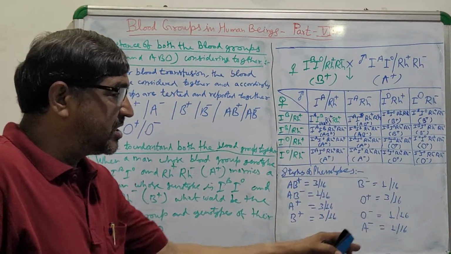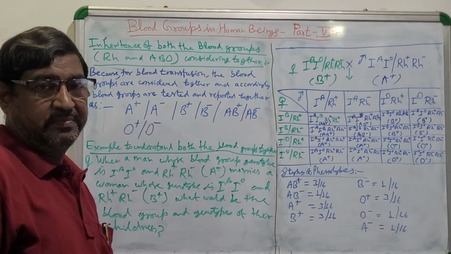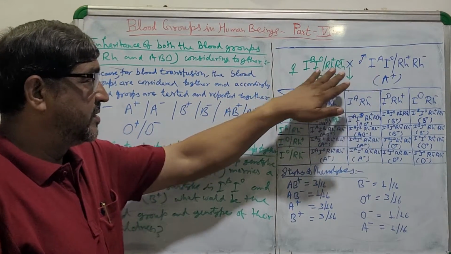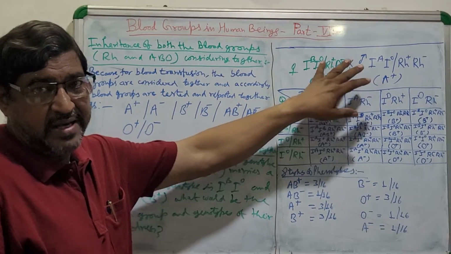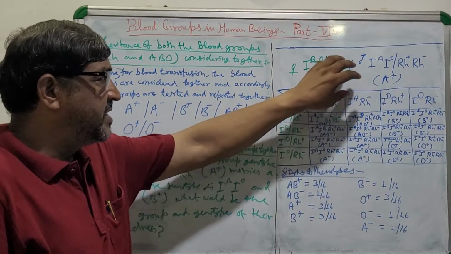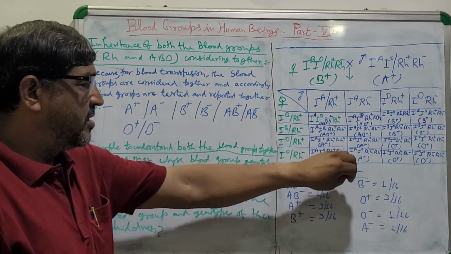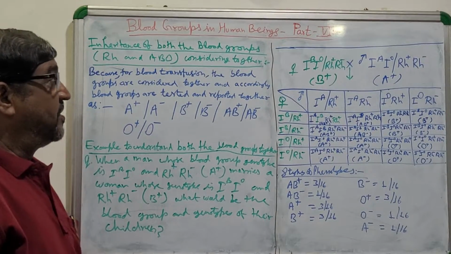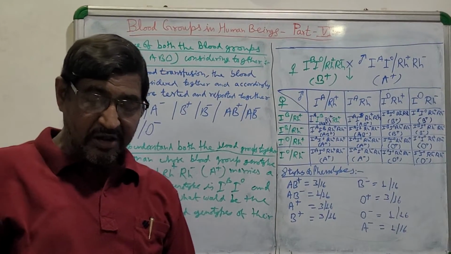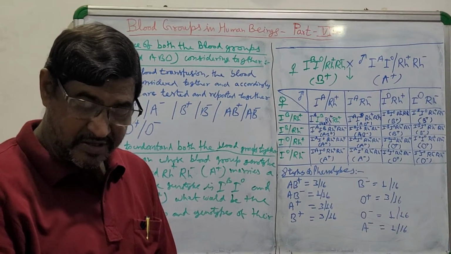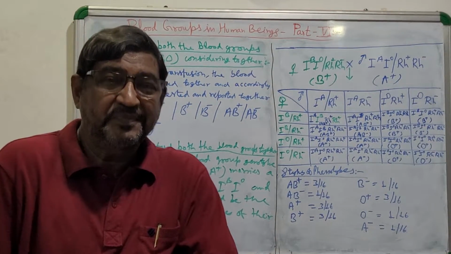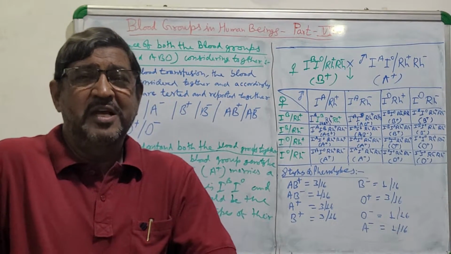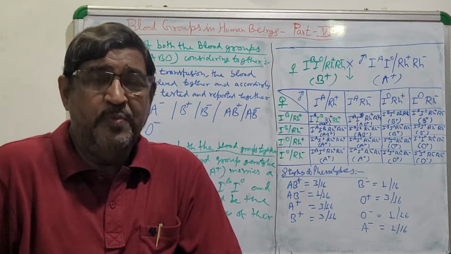So these are the chances of having the children in the progeny of these marriages. The genotype and phenotype of the children of this couple will be like this. So this is all together about blood groups in human beings, considering ABO as well as RH group.